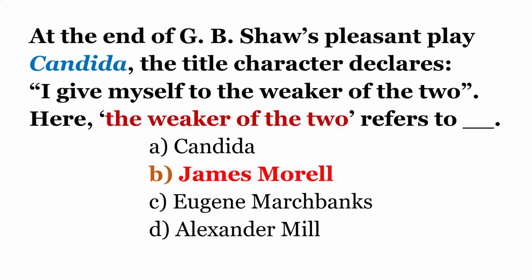So we have Candida. Her husband is a priest, James Morrell. And we have a young poet, Eugene Marchbanks, who is also in love with Candida. At the end of the play, she has to decide between James Morrell and Eugene Marchbanks. And she says, "I give myself to the weaker of the two." And she means her own husband, James Morrell. This is the end of George Bernard Shaw's pleasant play, Candida. Unless you know the end of this play, it is tough to answer this question.